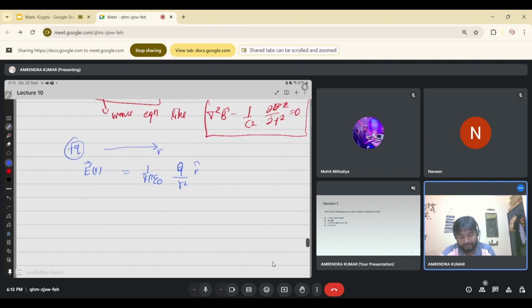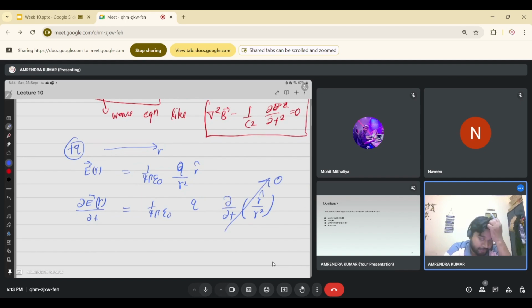Now if you take the time derivative of E, because this charge is not changing its position, it is 1 over 4 pi epsilon naught q, del over del t of r cap over r square, which is zero because they are not functions of t. So a static charge will generate a static electric field, and we have seen that a static electric field does not generate any electromagnetic radiation.